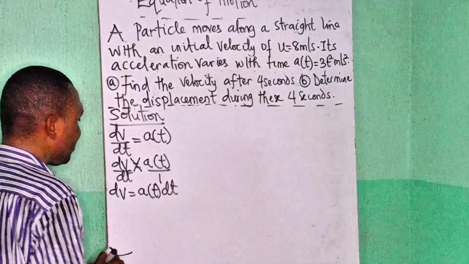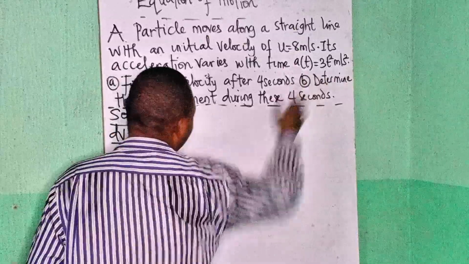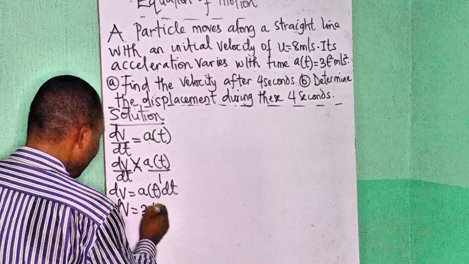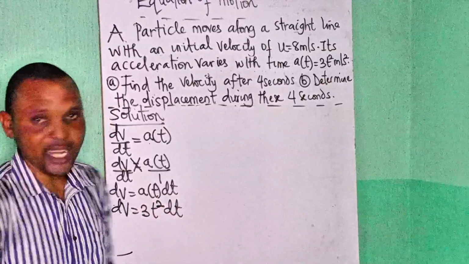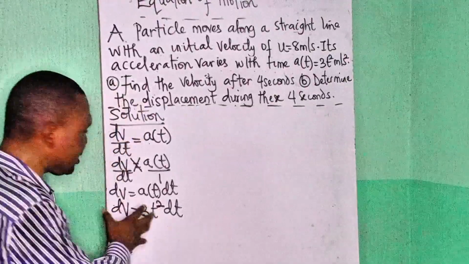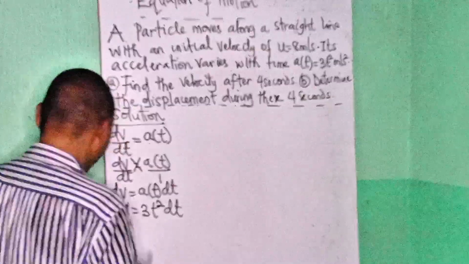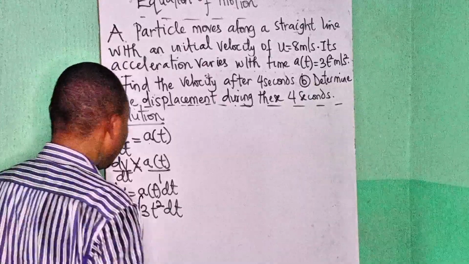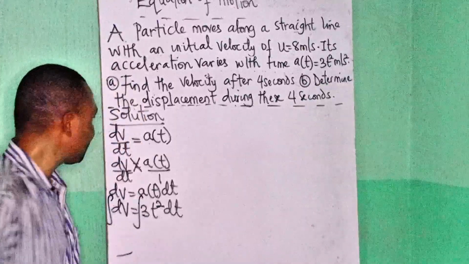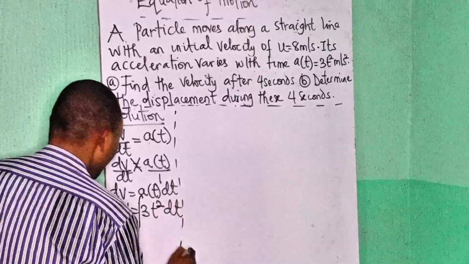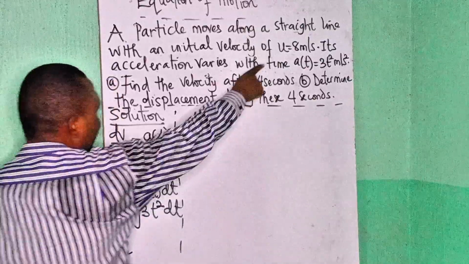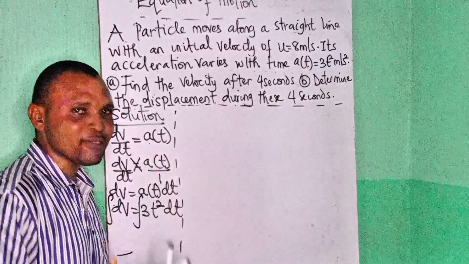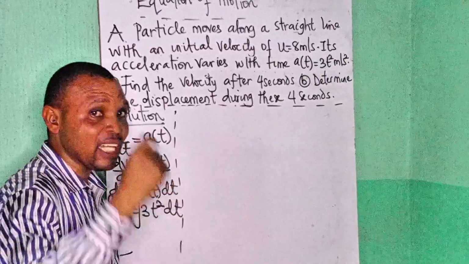Now, from here, remember that they gave us a as a function of time as 3t squared. So I can have it as dv is equal to 3t squared dt. All right? Good. Now, I'm going to be applying the integral sign on both sides. So I'm having integral dv is equal to integral 3t squared dt. Now, remember that we are given an initial velocity of 8 meters per second, and we are asked to find the velocity after 4 seconds. So we are asked to find the final velocity.